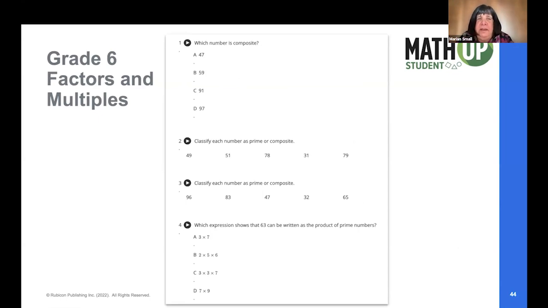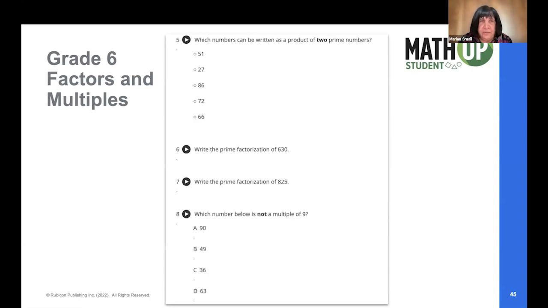Here's grade 6. These are what we call auto-scorable. And so what it means is the kids can put in their answer and the computer will score for it. And these are skill questions. So look at the first one. Which number is composite? That means not a prime number. Classify each number as prime or composite. Those kinds of questions. Write the prime factorization of a certain number. Which number is not a multiple of 9? Very straightforward skill questions.